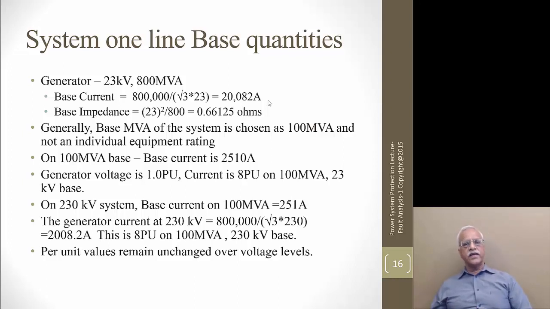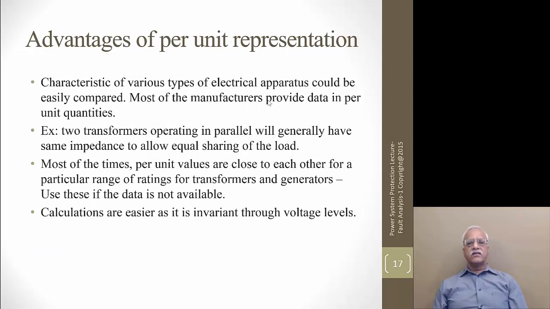Now we are shifting to 230 kV. The voltage base, which is 1 per unit, is 230 kV. The base current now at 230 kV is 251 amps on 100 MVA, but it is 800 MVA, so your full load 8 per unit current is 2008.2 amps, and this is on a 100 MVA, 230 kV base. So if you look at this, the 8 per unit remains the same if that much power is going from the generator all the way up to the end of the transmission system. The per unit values remain unchanged over the voltage. It is invariant of the voltage changes. So that is very important for us.